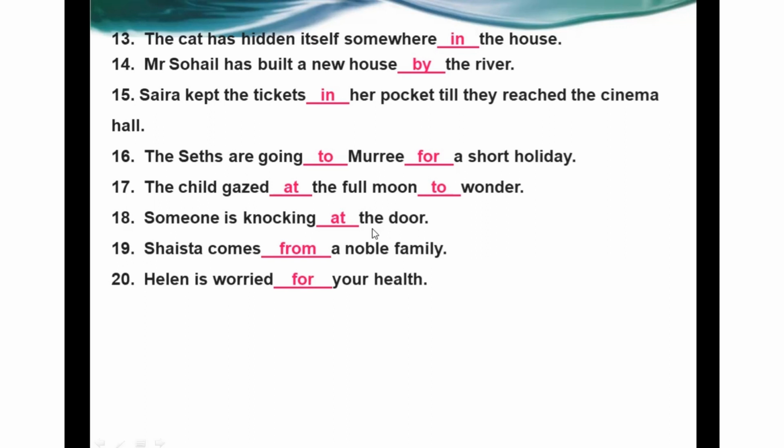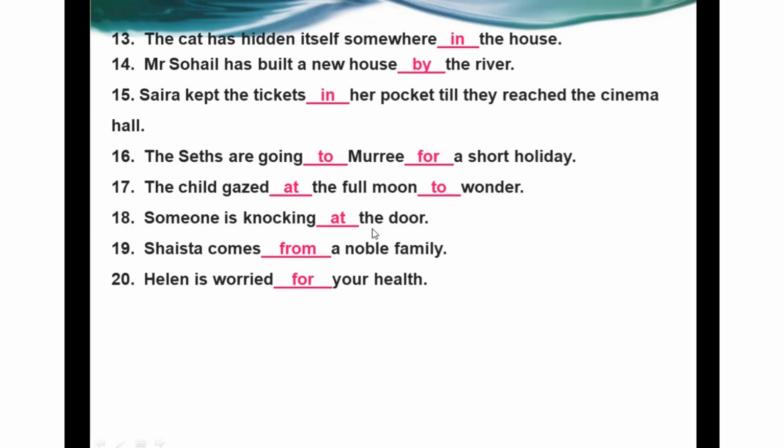Okay students, now let's come to number 20. Helen is worried dash your health. Why is she worried? For your health. So "for" is our correct preposition, to make our sentence deliver correct meaning, and be sensible and also grammatically correct. Now let's open page 81.